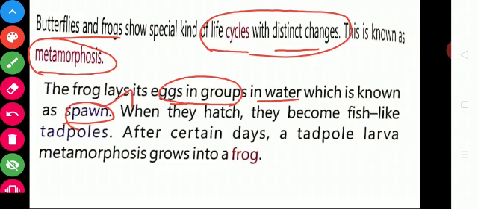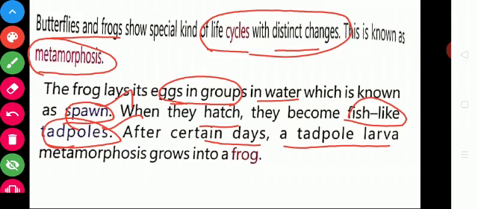When these eggs hatch, they become fish-like tadpoles. The next stage of the spawn is tadpoles. After certain days, a tadpole larva metamorphoses, that is, it undergoes a distinct change to grow into a frog. So the final stage is the frog. First, the frog lays eggs, that is spawn. Then they change into tadpoles. Then they go through distinct changes to become a frog.